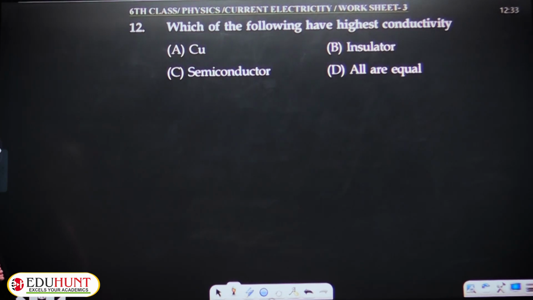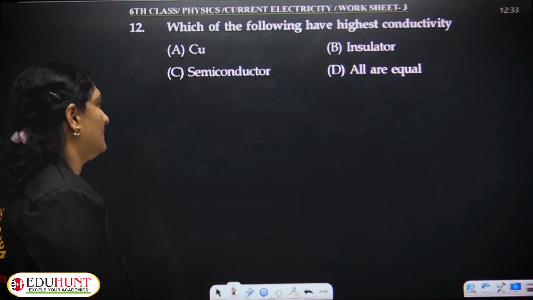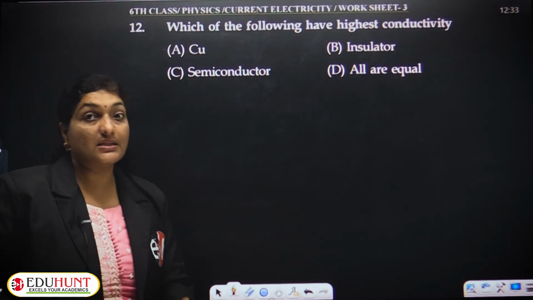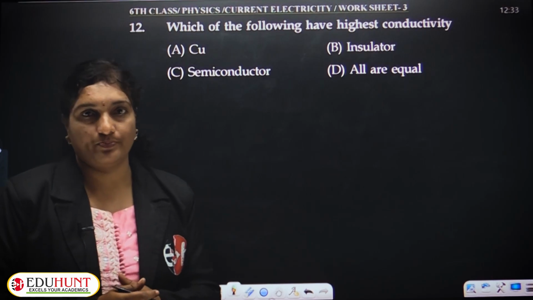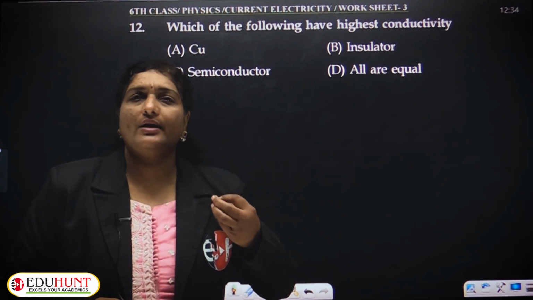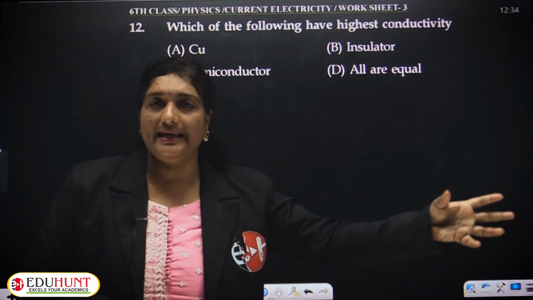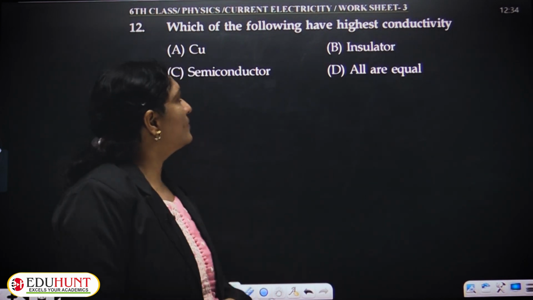Okay. Which of the following has the highest conductivity? Highest conductivity means more flow of electrons, more current should be able to flow. So, electrons should be able to flow very freely, then more current is produced.